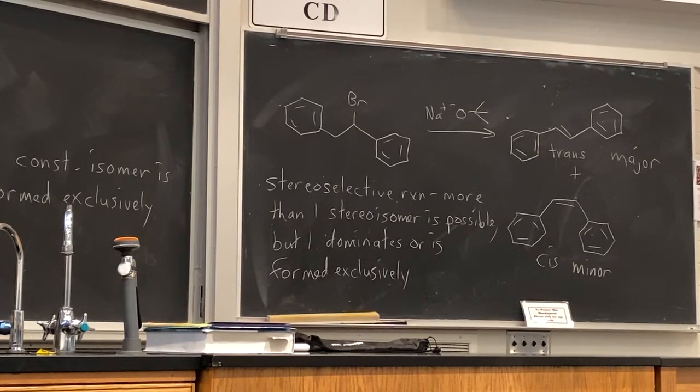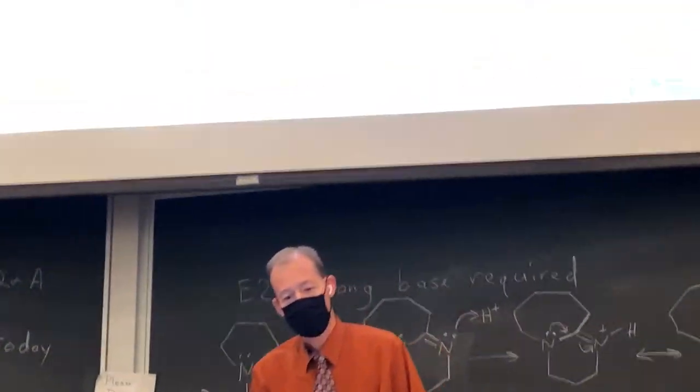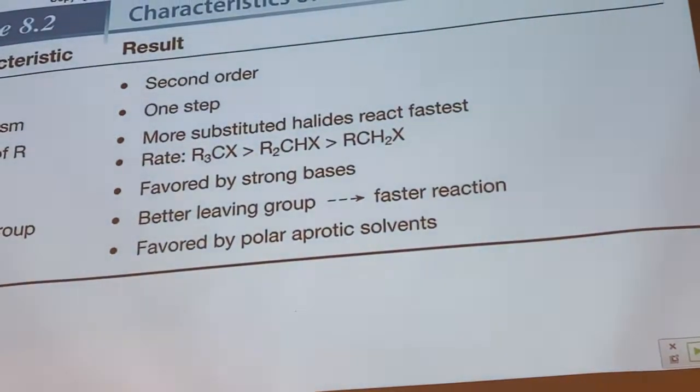So depending on the type of alkyl halide you have, the E2 reaction can be regioselective in some cases, and it can be stereoselective in some cases. Any questions? Okay, so now you should be able to, well, let's look at this table here first before we do that.